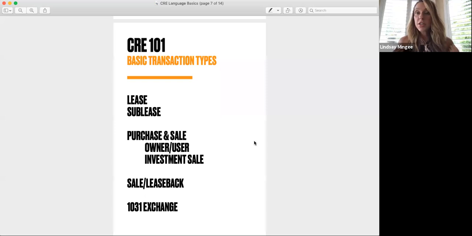If I'm an investor looking to buy a property, I'm not going to occupy it, I can't get an SBA loan. Okay. Sale leaseback, again, this is a funky one where it's a little bit of an owner user that gets converted to an investment.